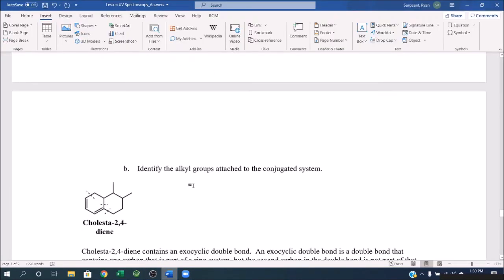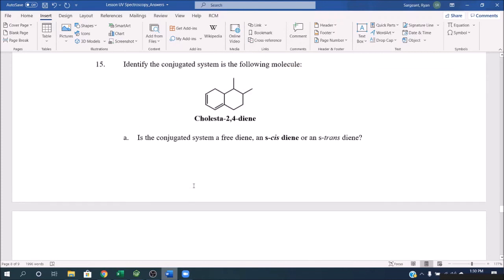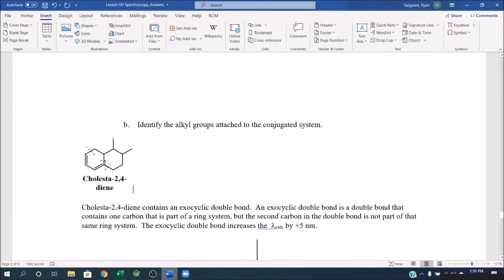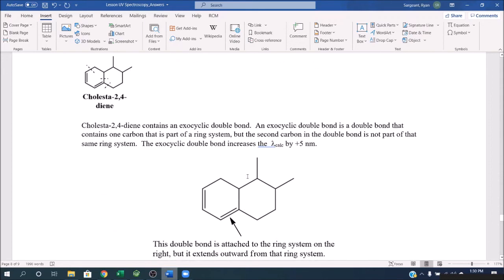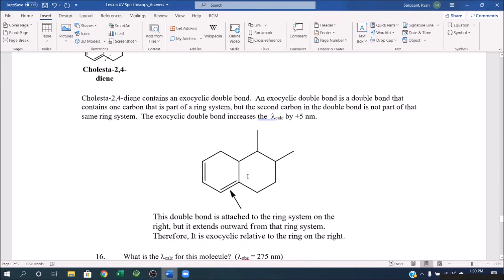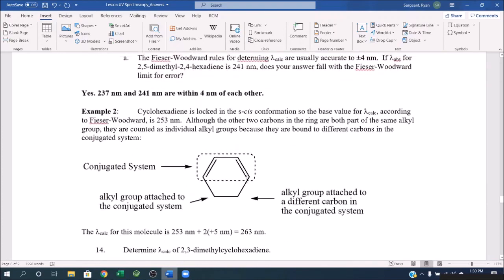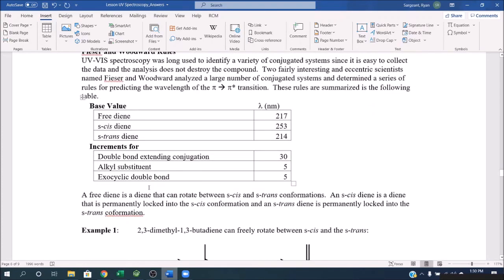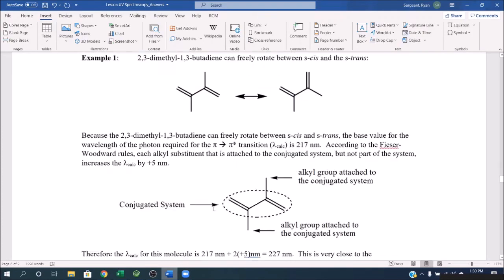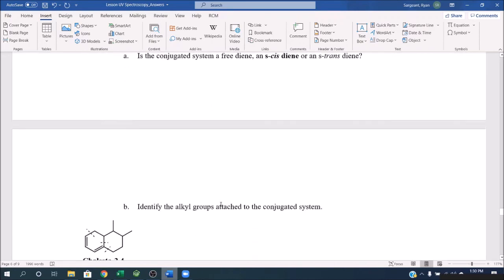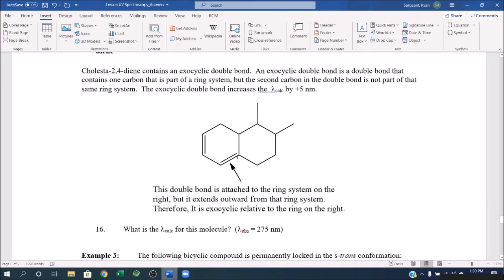Okay, so now we've kind of got the bits and pieces. If you have an S-cis, then we expect it to be 253 nanometers. And then for each of these 3 alkyl groups, that adds in 5 more nanometers. But now we need to introduce the last component of the Woodward-Fieser rules. If you go back up to the table, this is that exocyclic double bond. And this tends to be, I think, fairly confusing for students. And so maybe I don't explain it well, but this is the best explanation I can offer you.